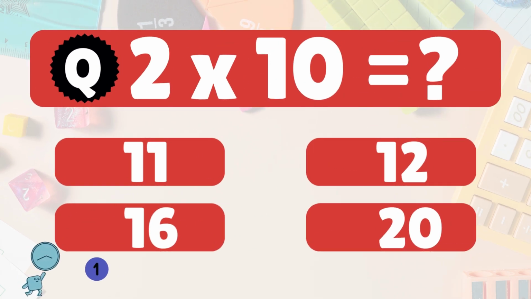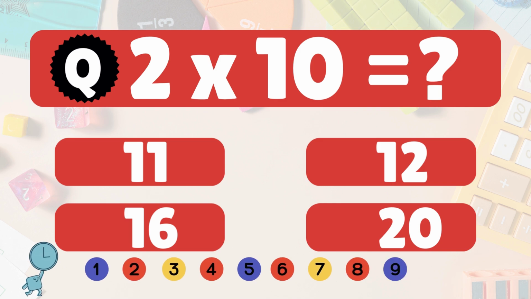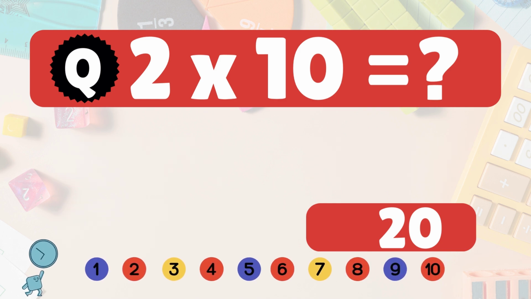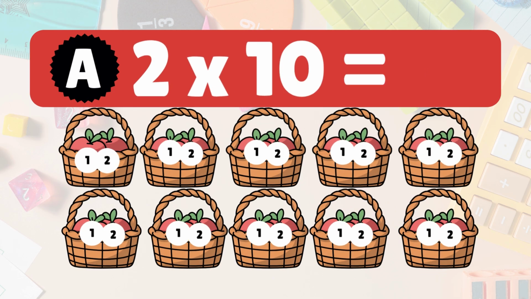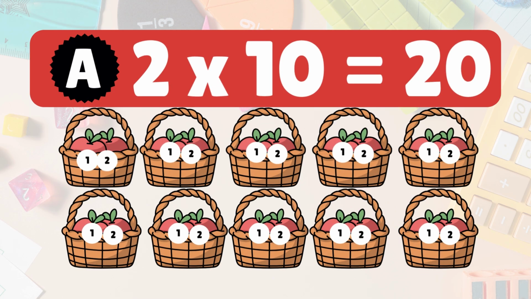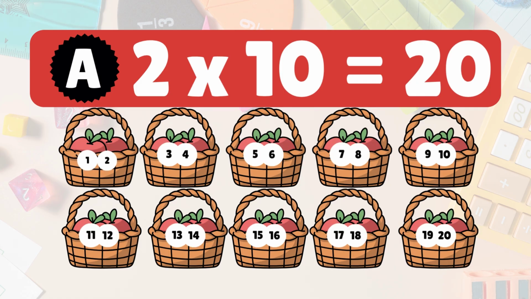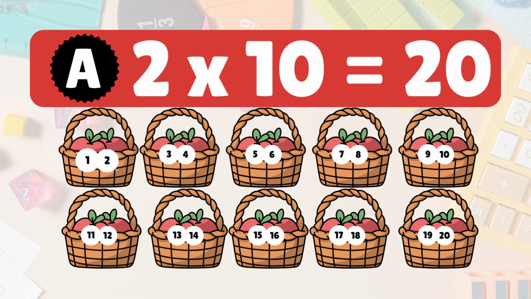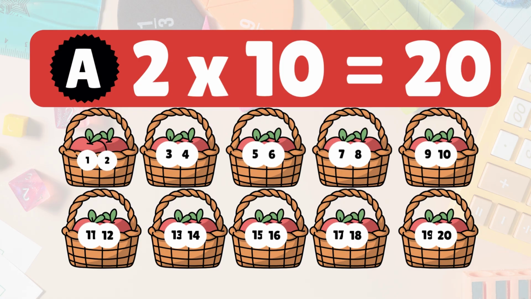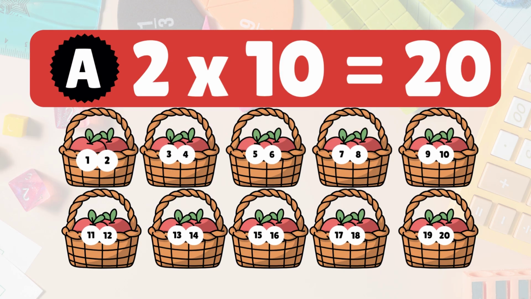Next, 2 times 10 is what? 2 times 10 is 20. Here we have 10 groups of 2 apples each. Let's count them all. 1, 2, 3, 4, 5, 6, 7, 8, 9, 10, 11, 12, 13, 14, 15, 16, 17, 18, 19, 20. So, 2 times 10 is 20 apples.